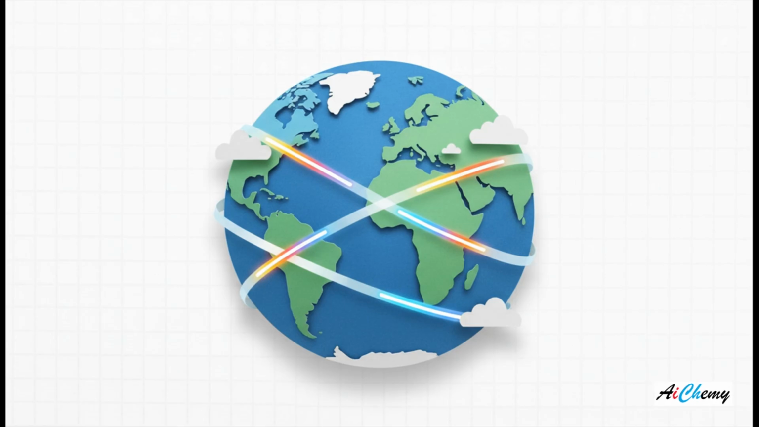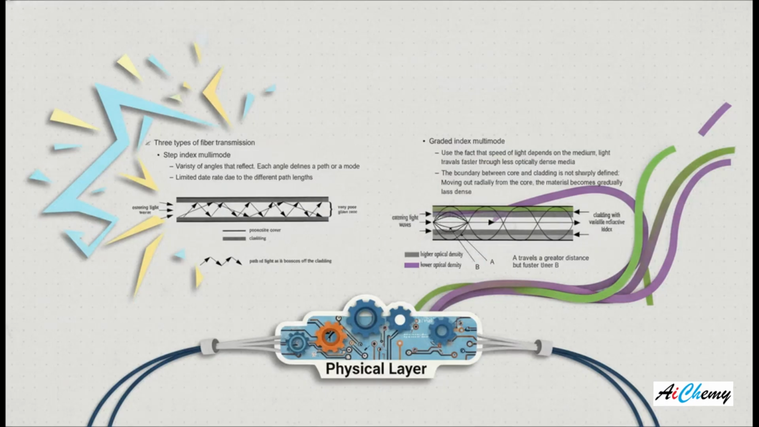But for the absolute best performance, for pure speed and distance, data stops being electricity altogether. Instead, it travels as tiny pulses of light, zipping through incredibly thin strands of glass in fiber optic cables. This is the real backbone of the modern internet. And this is just so cool.